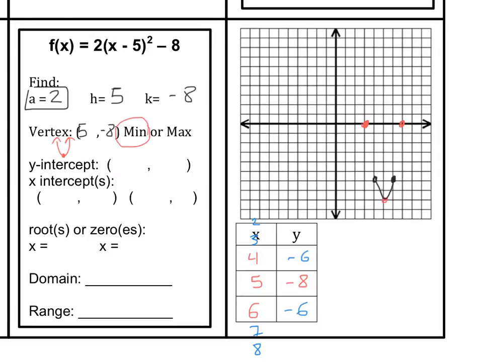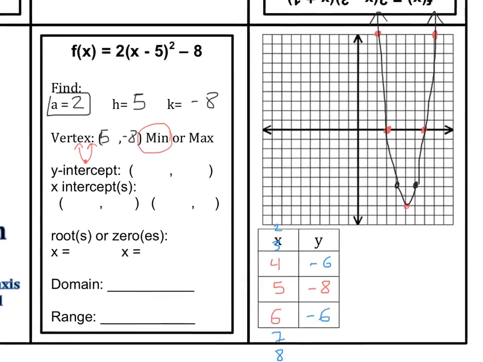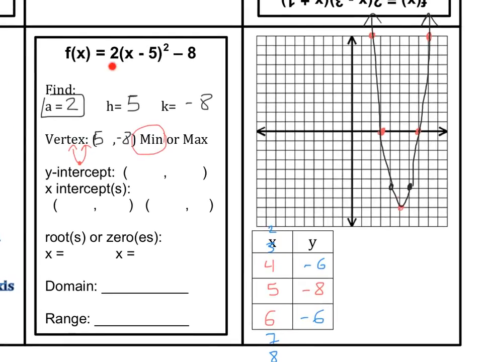So once you find the points, go ahead and plot them. Once you're done with that, connect the parabola. And as you can see, it's a parabola opening upward, but we already know that since the a is positive, it has a minimum because the vertex is the lowest point of this graph.